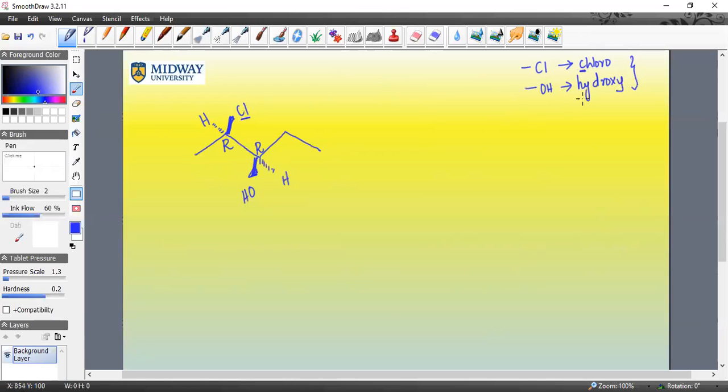C comes before H, so it'll be 1, 2, 3, 4, 5. So it'll be 2-chloro, 3-hydroxy, and pentane. It doesn't end there. There's a reason why we did R and R. So you write (2R,3R) in brackets in front. That, to you folks, is the perfect way to accomplish everything in one compound.